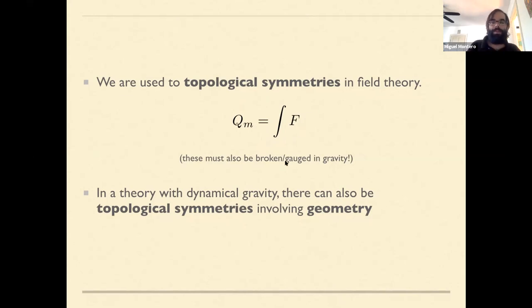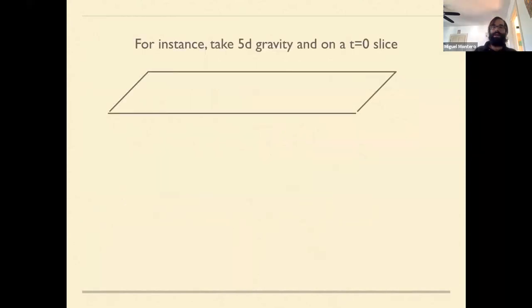And these ones must also be broken in gravity. And the point of the cobordism conjecture is that if you're trying to look at topological symmetries in theories of gravity, there are more general things than this that one can do. So to illustrate this example, let me just consider a five-dimensional theory of gravity. Could be any theory of gravity in five dimensions, your favorite string compactification to five dimensions.